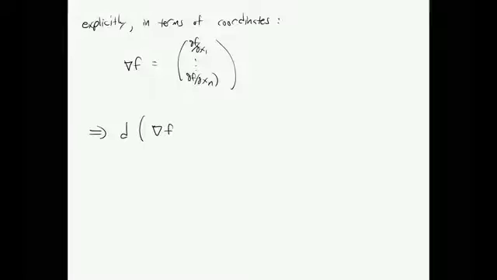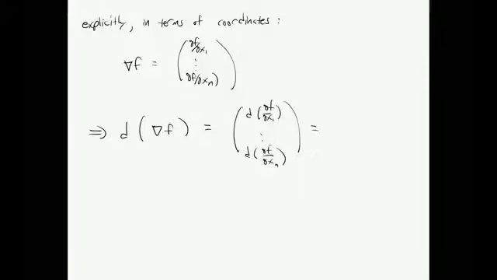So what's d of this, for example? Well, it's the same thing as d of partial f, partial x1 to d of partial f, partial xn. But partial f, partial x1 is a scalar function, right? It depends on all the components in x, and it spits out a number, which is partial f, partial x1. So we know what the d of that looks like.